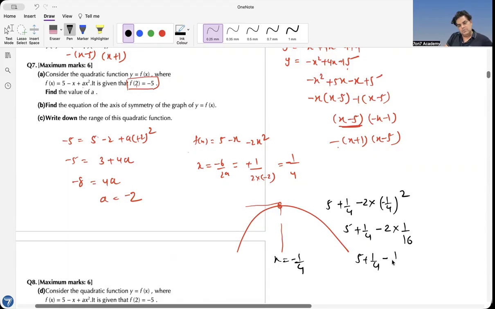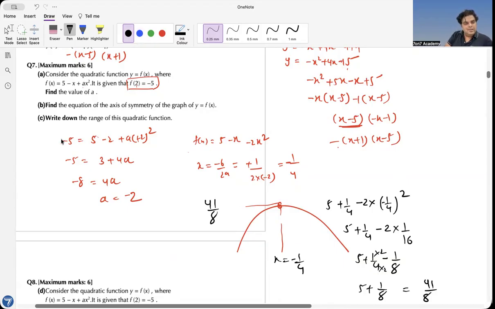So it's 1 by 4 minus 1 by 8. So 5 plus 1 upon 8 is 41 upon 8. So this y value is 41 over 8.